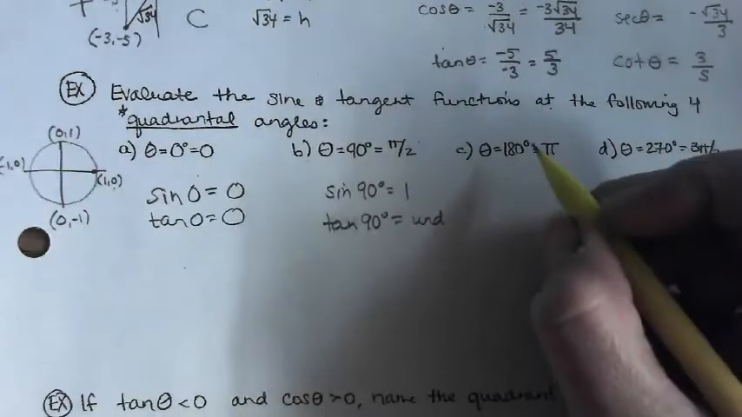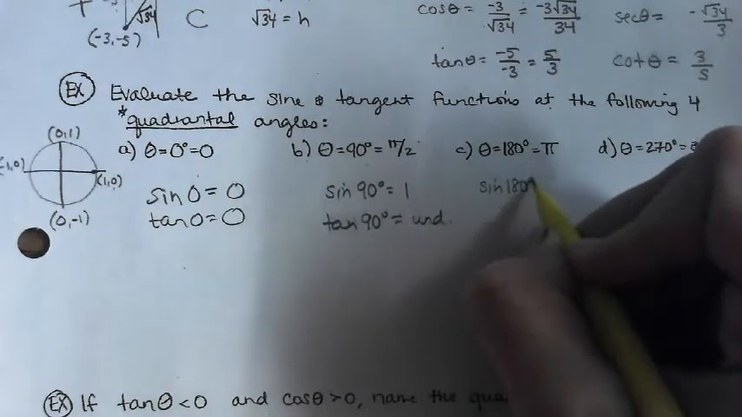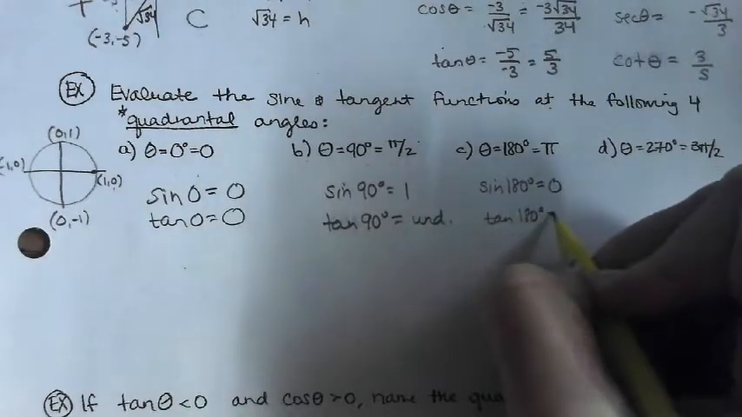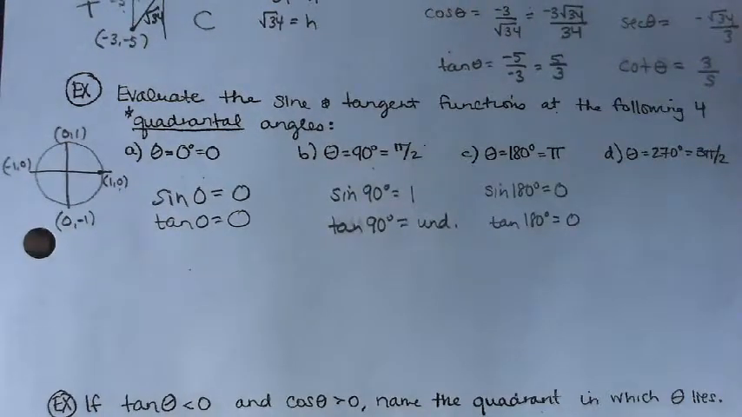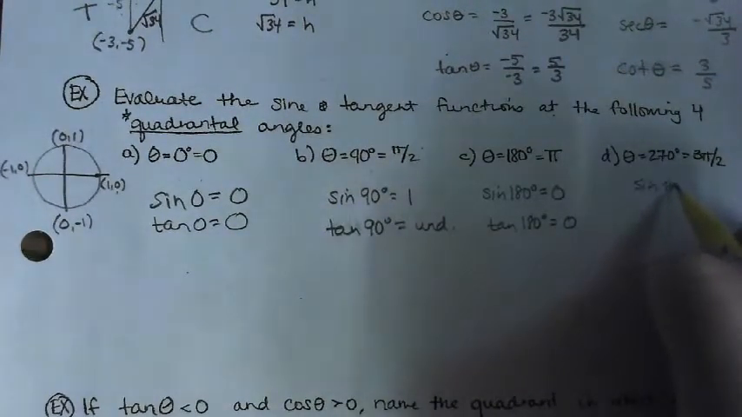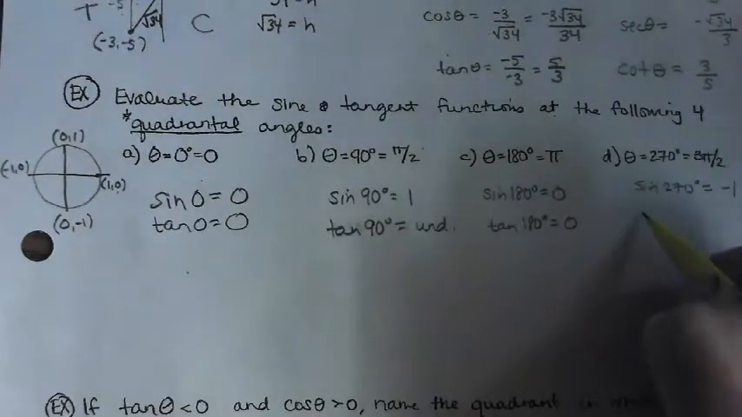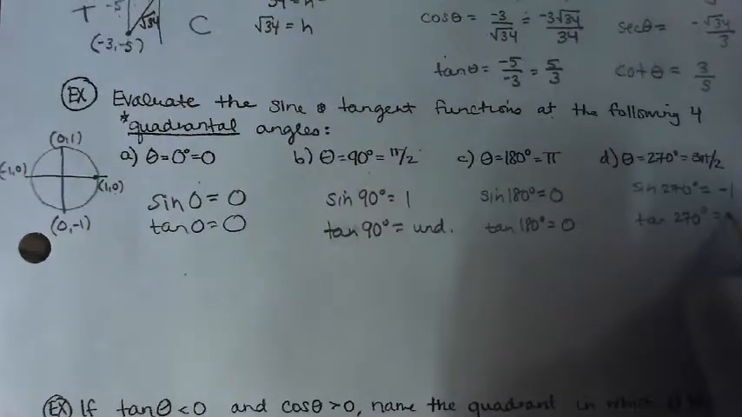For the 180, what's our sine value, Zach? Good. And our tangent value, Maria, 0. At 270, our sine value, Jack? Very good. And our tangent value at 270, Nate Z? Good.